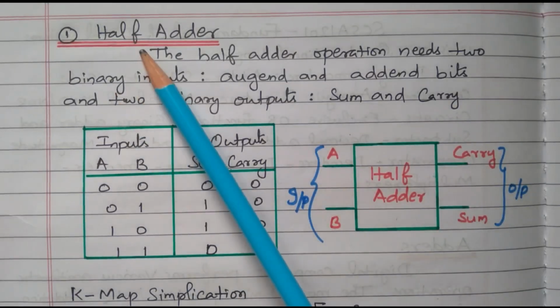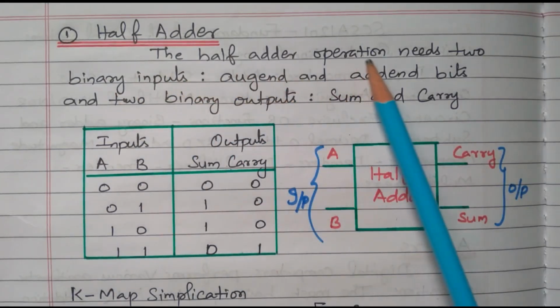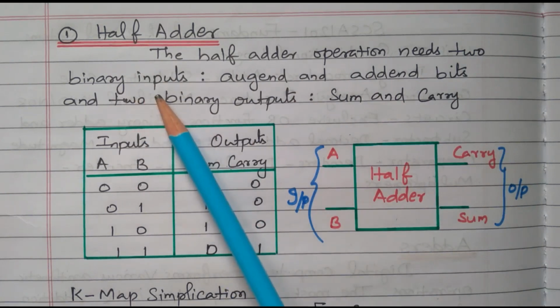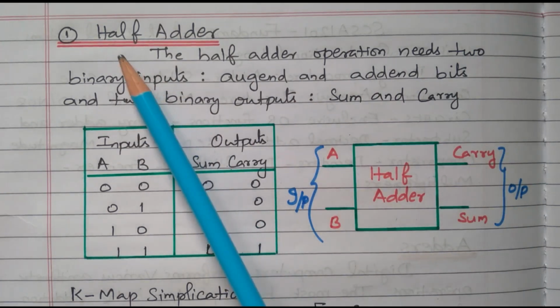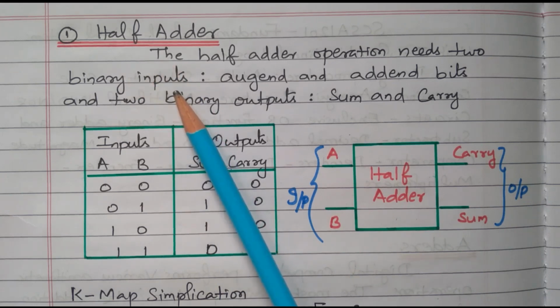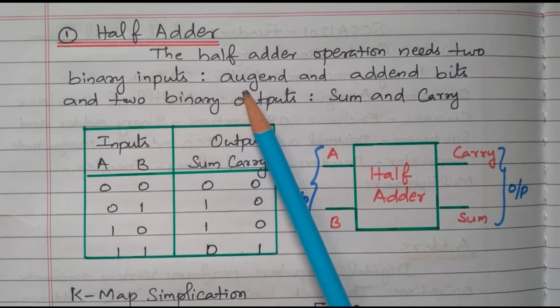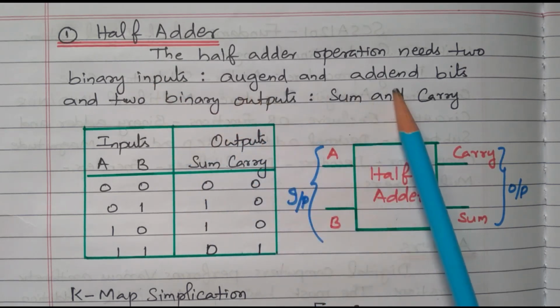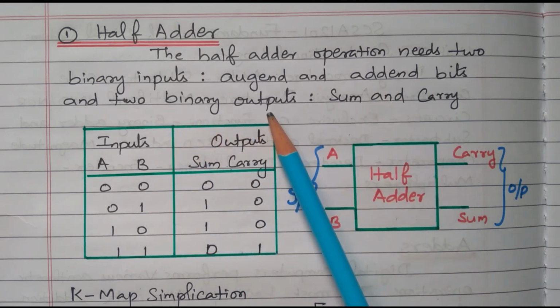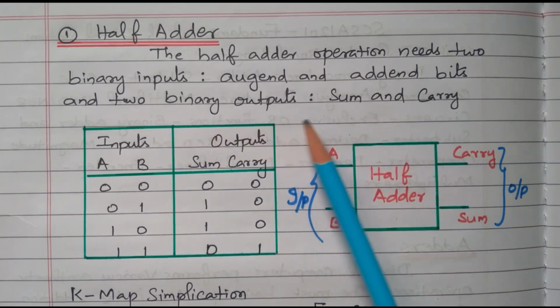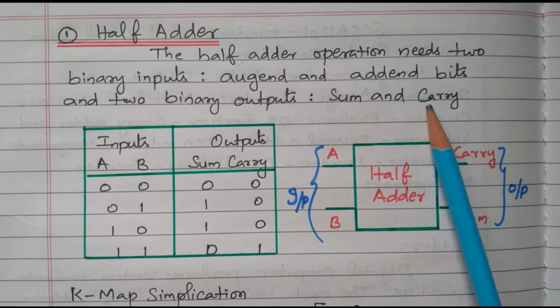Now we will see the half adder. The half adder operation needs 2 binary inputs. We already discussed that the 2 binary inputs are added using the half adder. In the full adder we use 3 binary digits: 2 binary digits as inputs and the third one is the carry, right? So here the two inputs are the binary inputs, and the outputs are sum and carry, right?